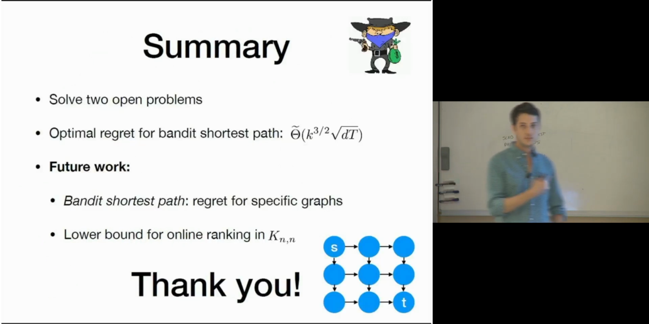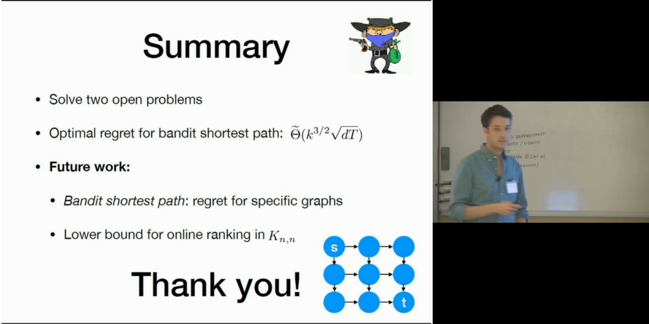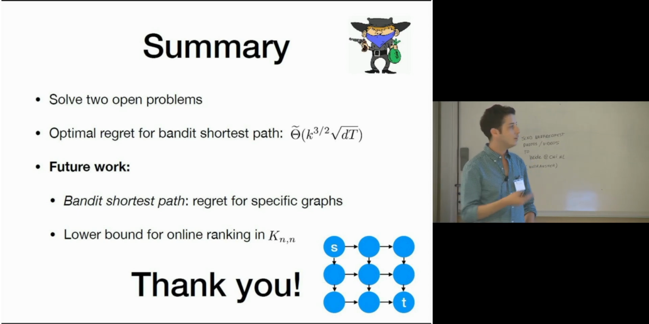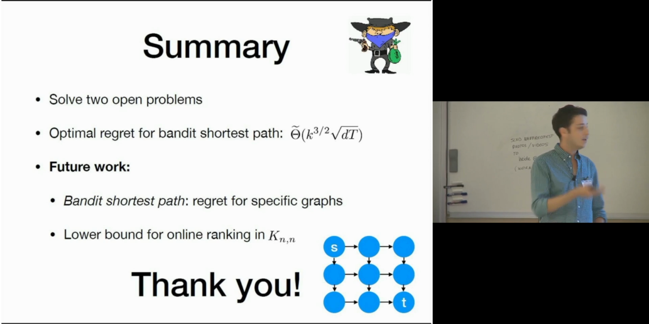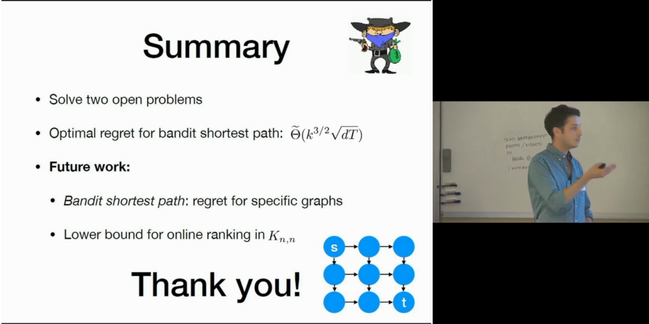So to summarize, we disprove two conjectures. In particular, we show that the optimal regret for bandit shortest path looks like k to the 1.5 times square root of dT, and this is tight. But this only holds for worst case graphs. So in the future, what we would like to do is to find the regret for specific graphs. This is not known even for the grid graph. We don't know what the regret is.